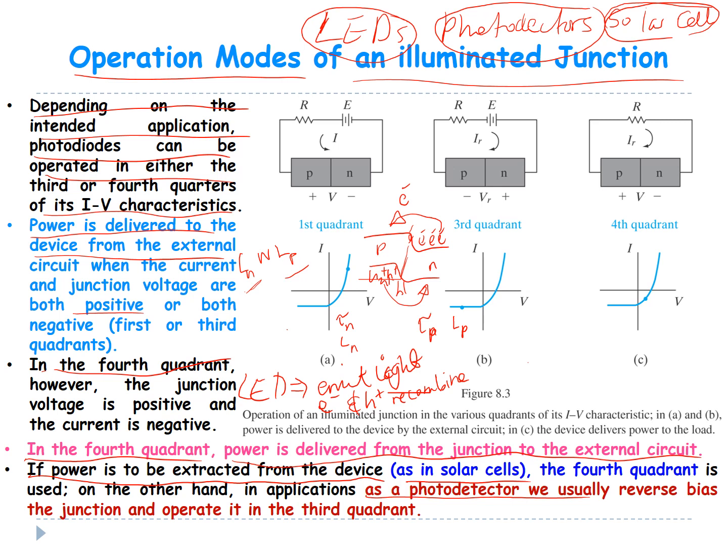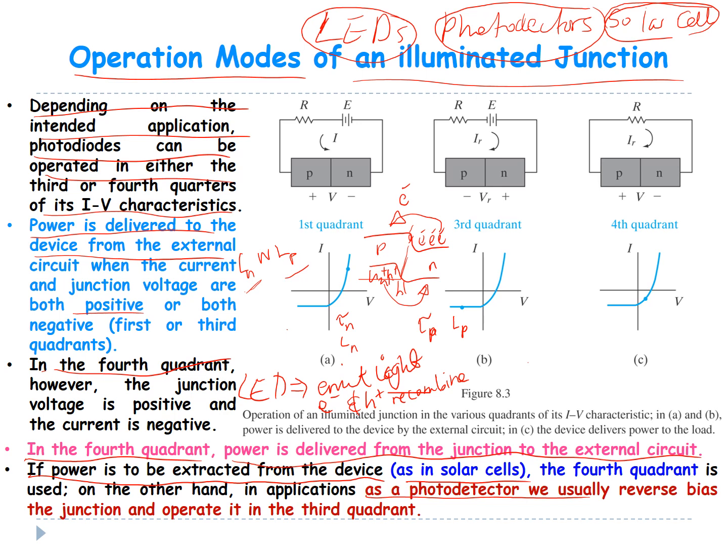So when these minority carriers recombine with the majority carriers in the respective sides, if the electrons injected in the P side recombine with the holes in the P side, then we get light emission. Or if the holes injected into the N side recombine with the many electrons in the N side, then we get light emission. Or if the holes from the P side meet the electrons from the N side within the depletion region, then we can also have recombination and emission of light.